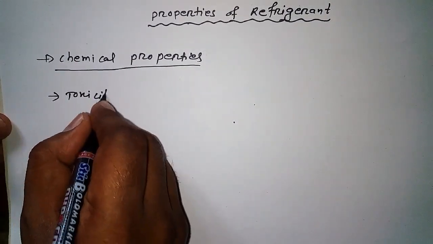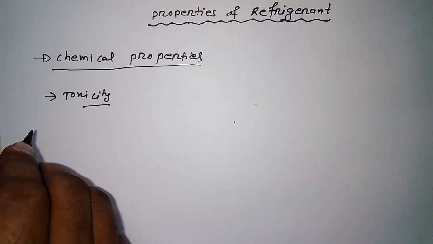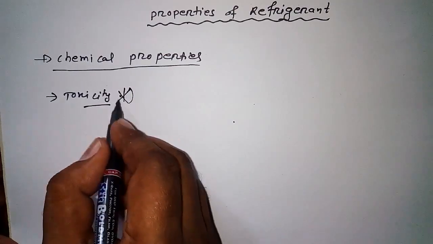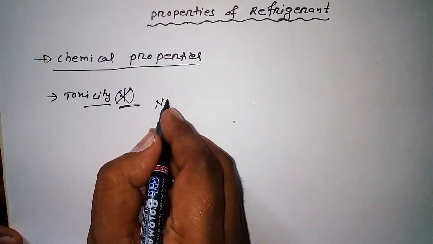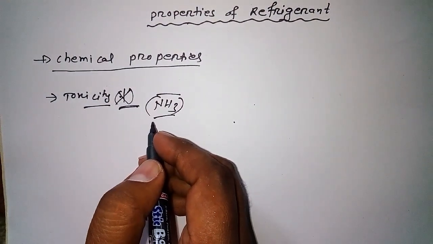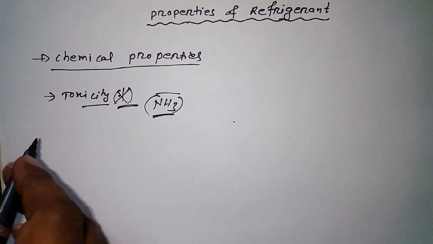Toxicity. What you know is that toxicity is not good for our health, so the refrigerant must not be toxic. But if you see ammonia, most of the time this ammonia is used as a refrigerant in ice plants, but it is toxic.